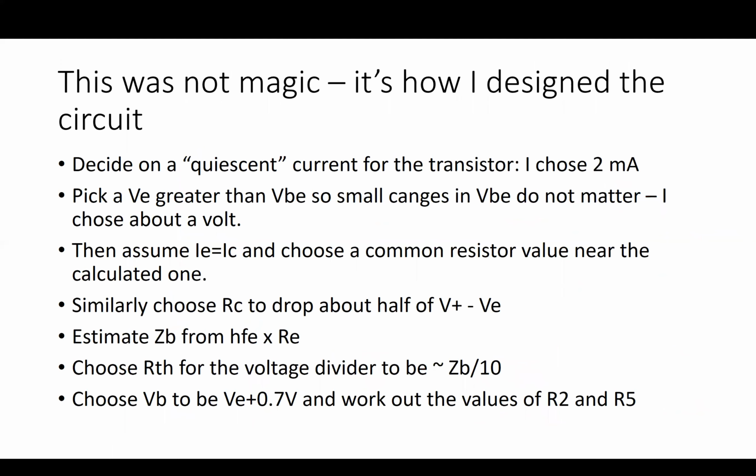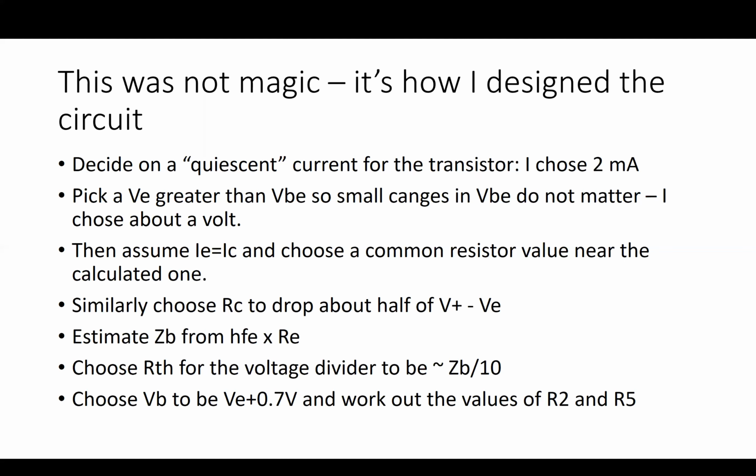Now, you might ask, how did that circuit end up working so nicely? Well, that's because I designed it that way. What did I actually do? I didn't work backwards from a working circuit. I decided first on a quiescent current, a reasonable current for the transistor turned on. You can get that from the data sheet, and I chose a couple of milliamps.